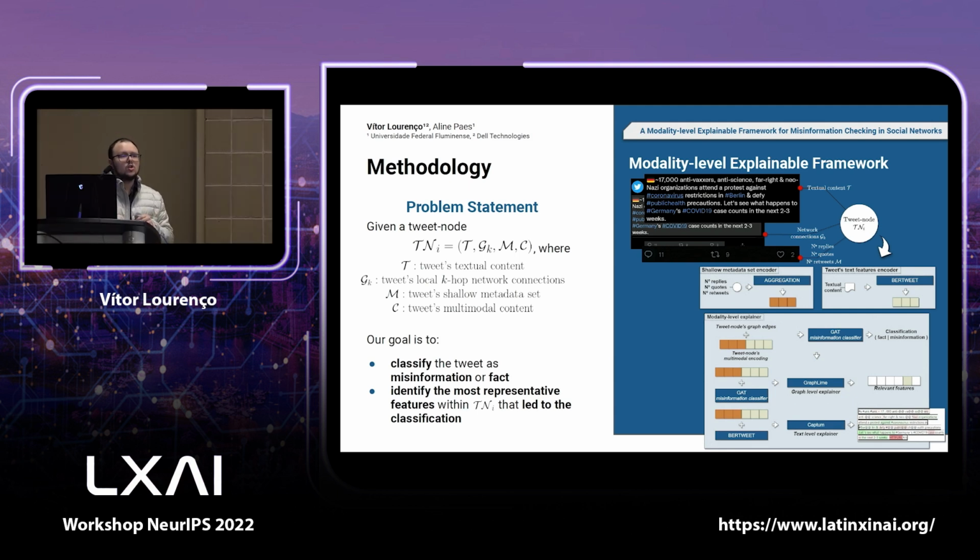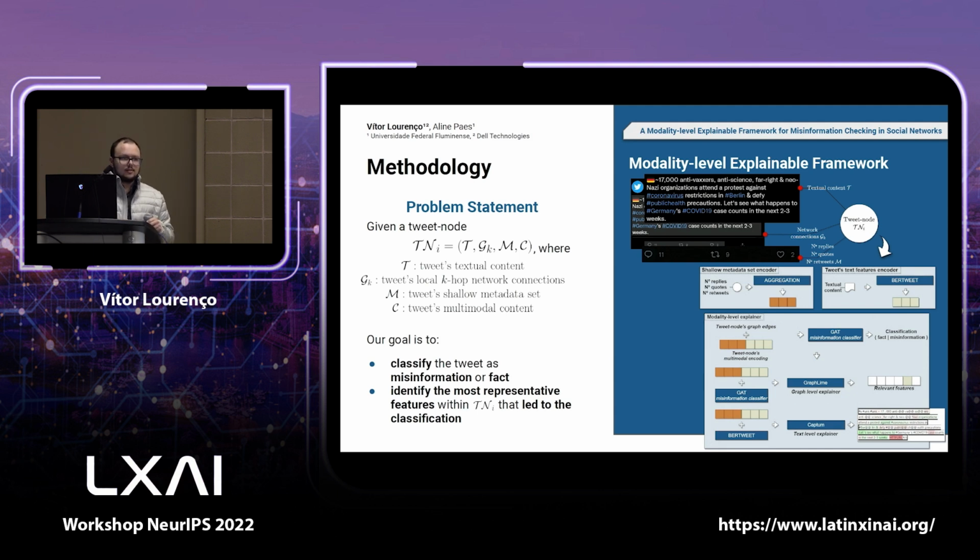So our framework starts by compressing the tweet node and encoding this information. First, we encode the shallow metadata. Here we use the number of replies, number of quotes, and number of retweets. We just aggregate this information. And we also encode the textual content of the tweet with BERTweet. We then combine these two representation vectors to form a unique multimodal vector. Then we combine this with the K-hop information and classify with the assistance of a graph attention network. And then we have the classification of misinformation or fact.